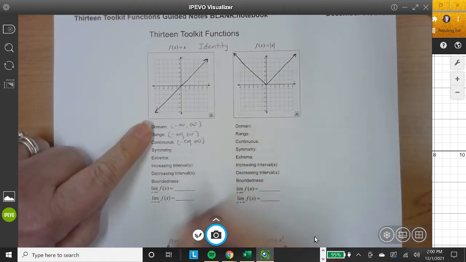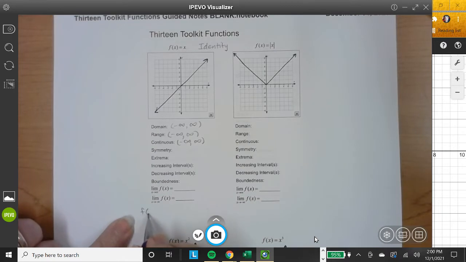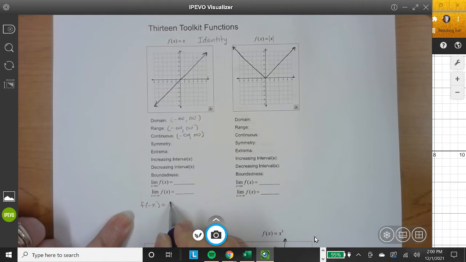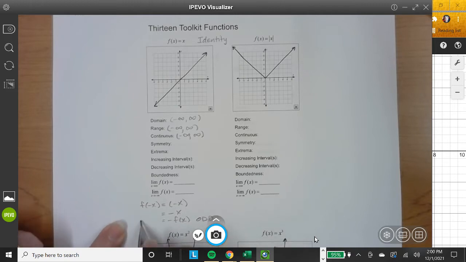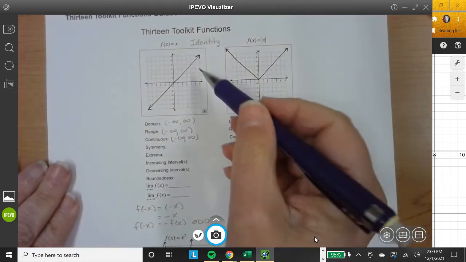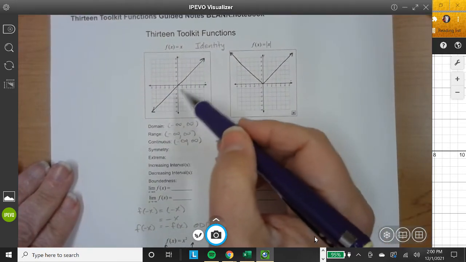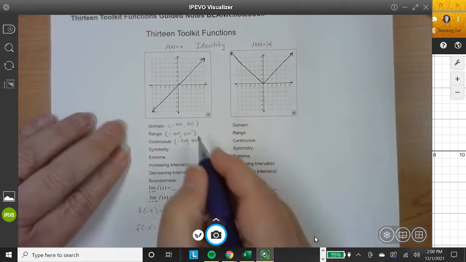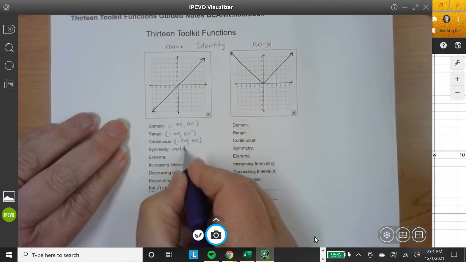The symmetry. Now the proof for symmetry is if you plug a negative x in. Let's do that down here. f of negative x equals, I'm going to put negative x in my function, and I get negative x. And then I get negative x, which happens to be equal to negative f of x. So we know that our function is then odd because it has the property of f of negative x equals negative f of x, or the opposite of it. Okay, it's symmetric with respect to the origin, which makes it odd visually. Okay, so we will write odd here.